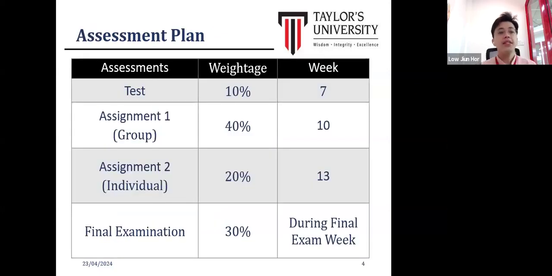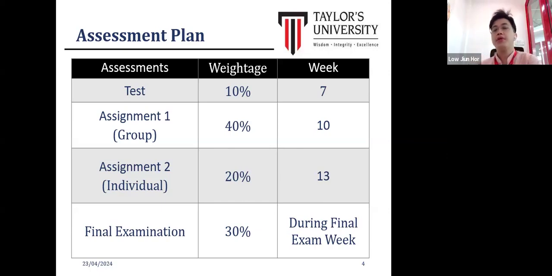Okay, here is the assessment plan. For this assessment, we have one test, which will be conducted in week 7. It contributes 10%. And also, we have 2 different assignments for this module. Assignment 1 is a group assignment, contributing 40%.